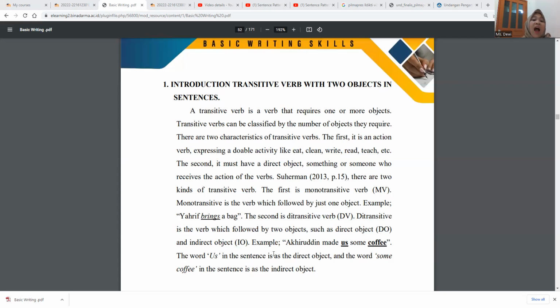So Ahirudin asked us to make some coffee like that. Jadi dia menyuruh seseorang atau sesuatu untuk melakukan sesuatu yang lain. Whatever the doable verb is, there must be two objects there.